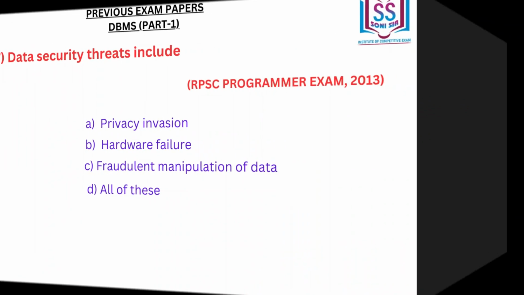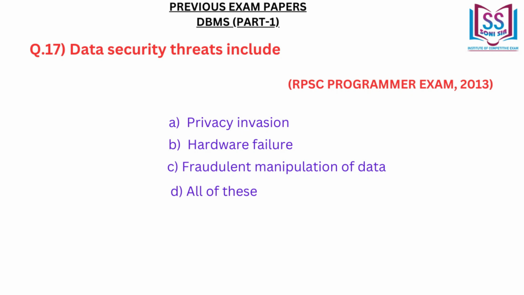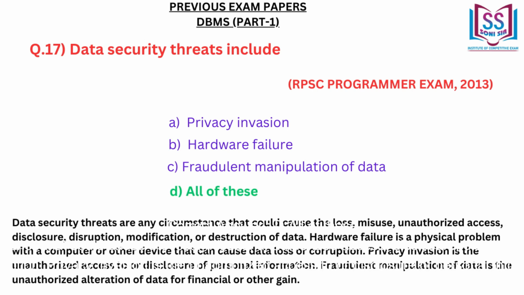1 and 2. Data security threats include: A. Privacy invasion. B. Hardware failure. C. Fraudulent manipulation of data. D. All of these. Correct answer D.